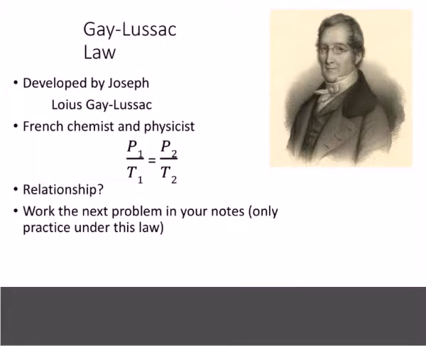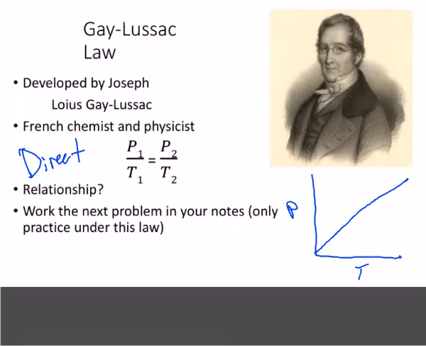The other one, which one? Charles, guys. Very, very similar to Charles. So what type of relationship is this then? It's a direct relationship as well. Okay. So what's the graph going to look like for this? Pressure, temperature. What's it going to look like? Yeah. What did it look like? A linear line that was constantly increasing. Okay. That's as straight as I can make it.